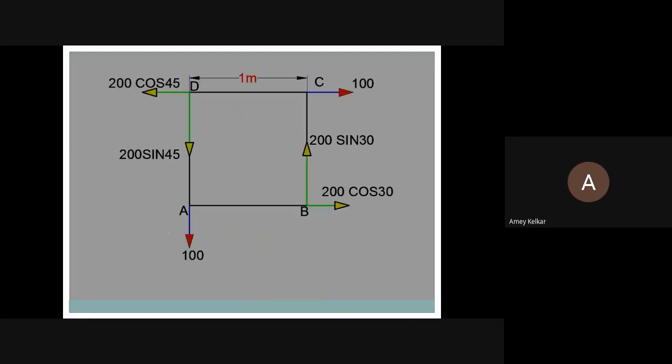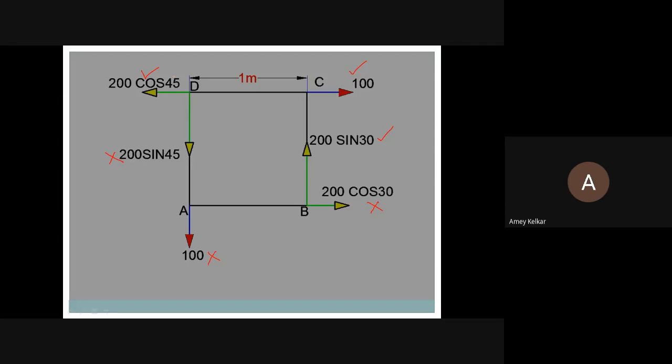Once again, coming to this slide where we had the moment, we'll discuss how we found out the moments. Once you find out the moments, it will be very easy. Firstly, which forces will not be under consideration? 100 should not be considered. 200 cos 30 should not be considered. And 200 sin 45 need not be considered. So we are left with 1, 2, and 3 forces. Now we have to check how these forces cause a rotational action, which is the moment.